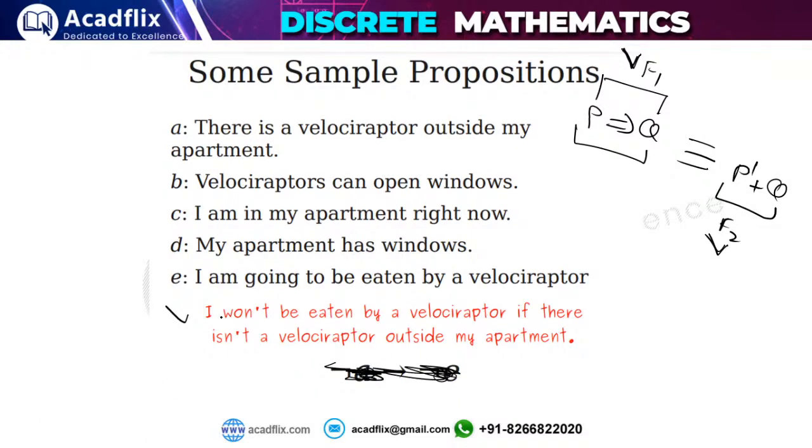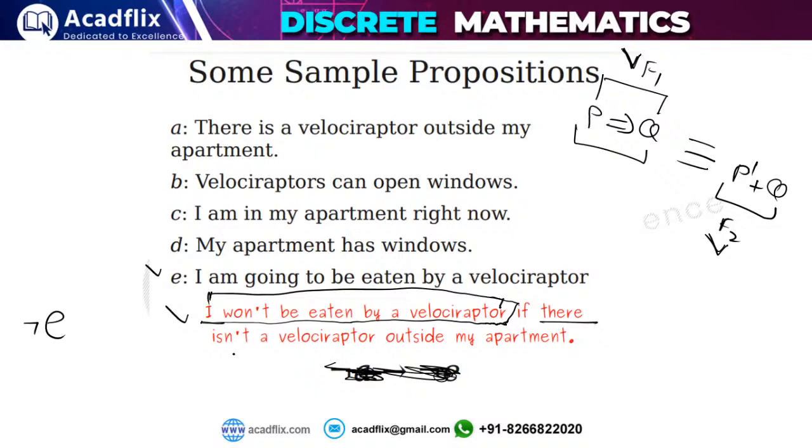If you see this question, then what is it saying? It is saying, I won't be eaten by a velociraptor. First let's cover it. So what is this? I won't be eaten by a velociraptor. If you see this E, then what is E saying? E is saying I am going to be eaten by a velociraptor, but this statement is saying I won't be eaten by a velociraptor. So basically this much statement we can write like this: negation of E. Because if you read this much statement, it is basically negation of E. Okay, then we have if.